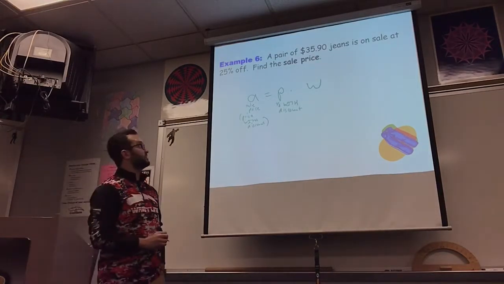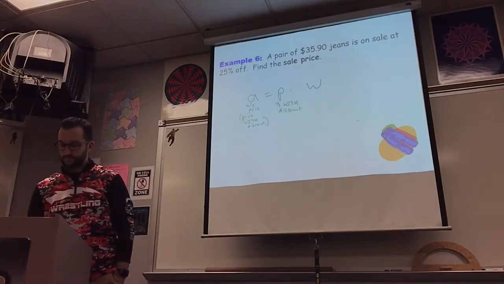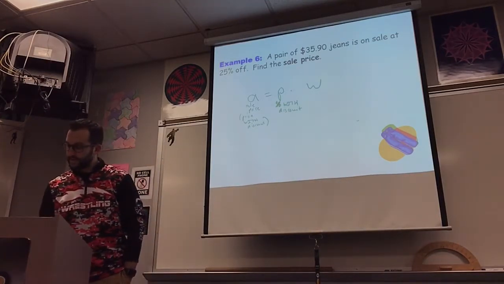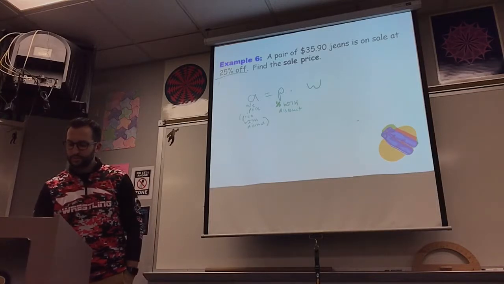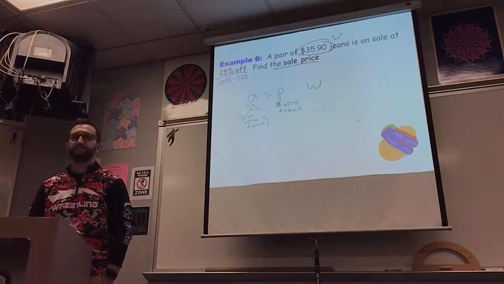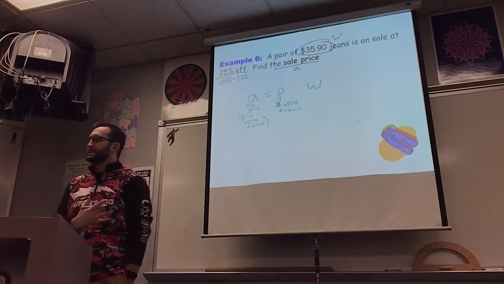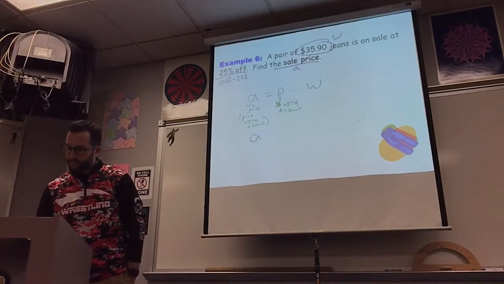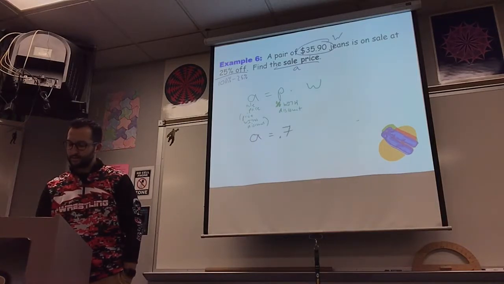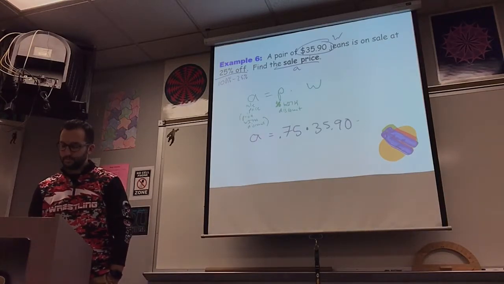How do I find the percent with discount? How do I find the percent including discount, Jack? Subtract by 25. Yeah, exactly. So 25% off would be 100% minus 25%. This is W, and that would be A. You with me so far? So A, we don't know. P is going to be what? 75% times original cost, $35.90.